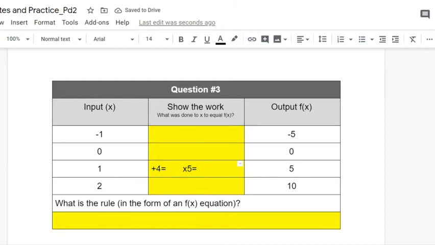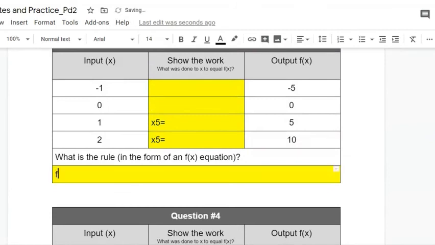So I'm going to start with the 2 to 10. So 2 plus 10 equals 6. I mean, 2 plus 4 equals 6, not 10. So that cannot be it. Now we have to test the times 5. So we have 2 times 5, and that would equal 10. So that one worked. Let's try the other ones now. And that's what you're going to do. And then you're going to set it up, f of x equals.